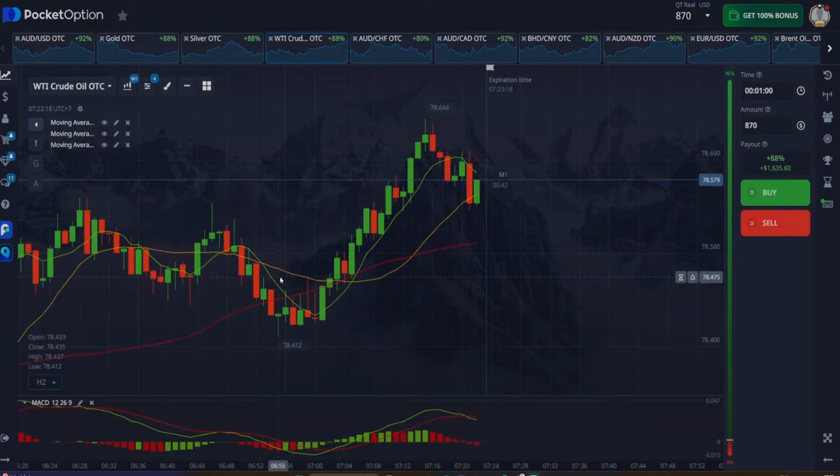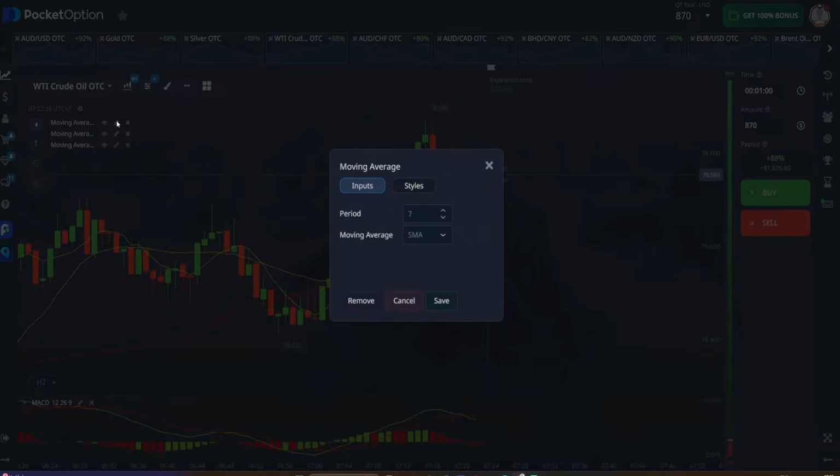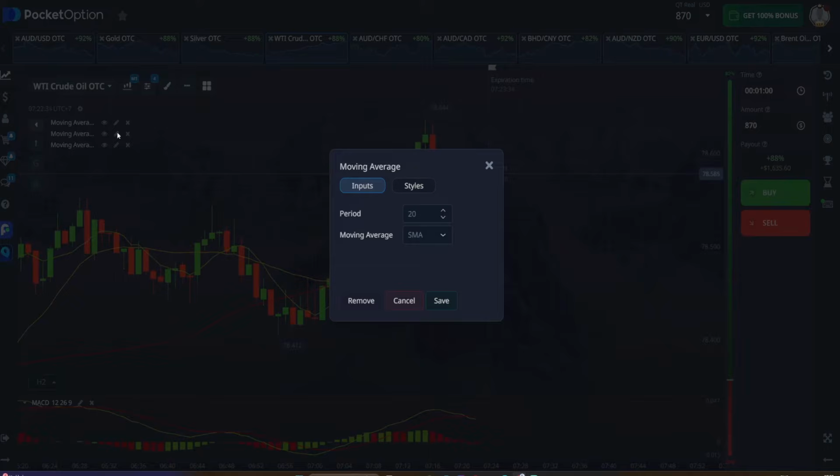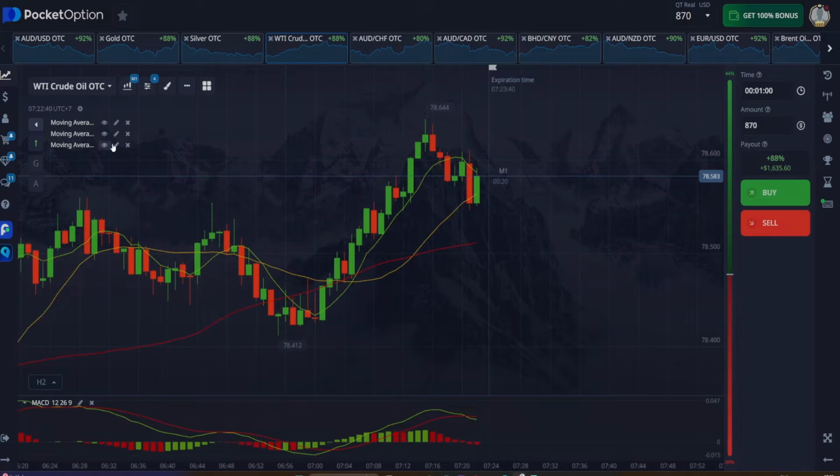Alright traders, before we start applying the strategy, let's make sure the chart is set up with the right indicators. 7-period moving average, green. This is your short-term trend line, guiding you to identify the immediate direction of the market. 20-period moving average, yellow. This helps you capture the medium-term flow, showing whether the market is building strength or losing momentum.